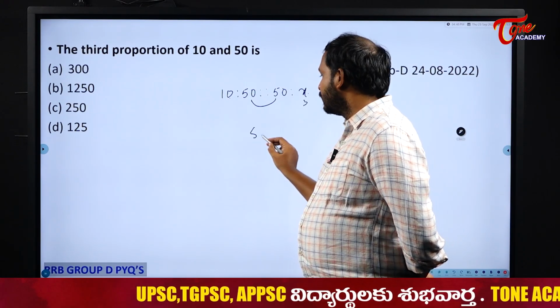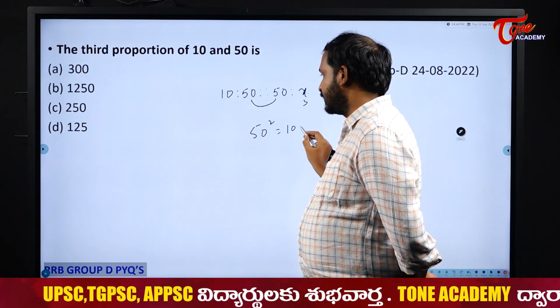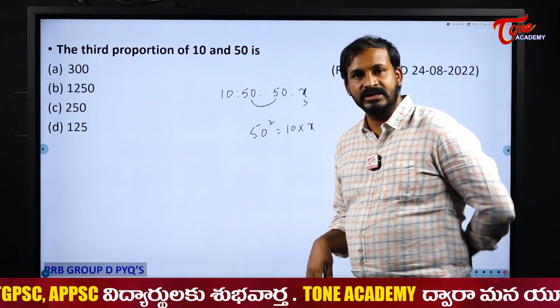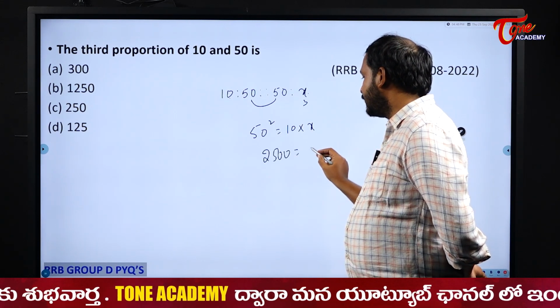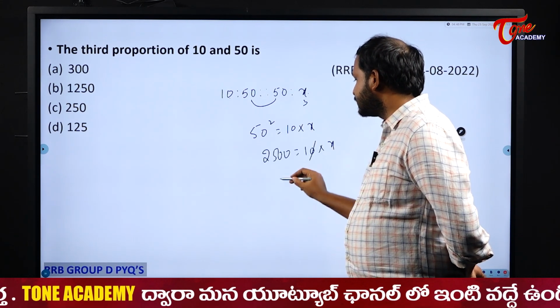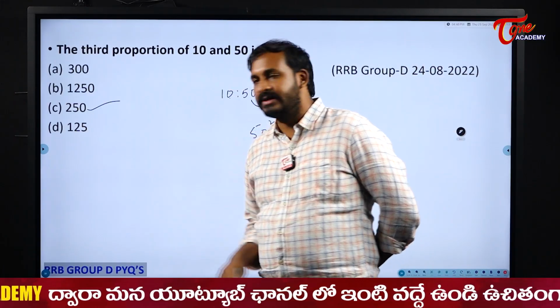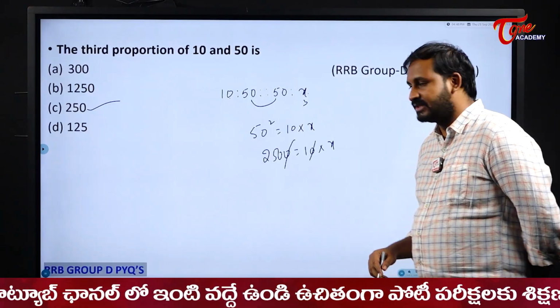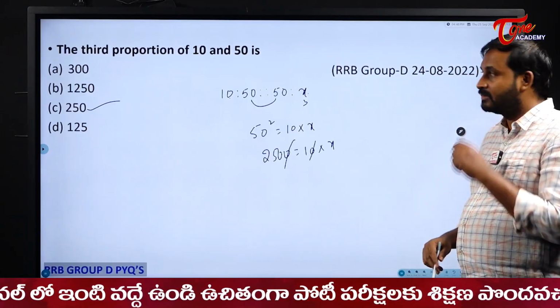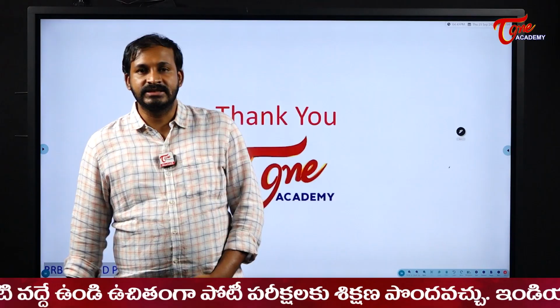So that means 50 square is equal to 10 into x. B square is equal to AC. So 2500 is equal to 10 into x. 10 gets cancelled. So x value is 250. So our answer here becomes 250. This is regarding the proportionals. They are asking questions based on proportionals also. Please have a glance. That's it, students.